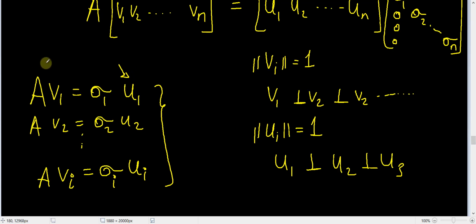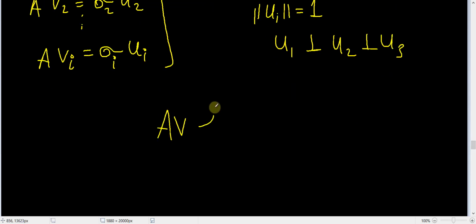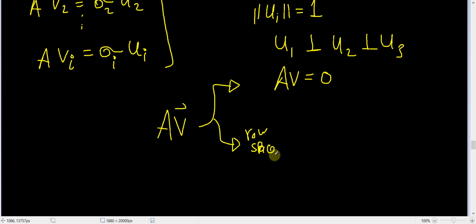Now what about those vectors V? You know that if you multiply A V, you can have two results. If the vector V lies in the null space of the matrix, then A V will be equal to 0. This is the definition of the null space of the matrix. On the other hand, the vector V can lie in the orthogonal space to the null space, that is the row space. So if V lies in the row space of the matrix, then A multiplied by V will not be equal to 0. It will be equal to some other vector in the column space of the matrix because we are having a linear combination of the columns of the matrix A.